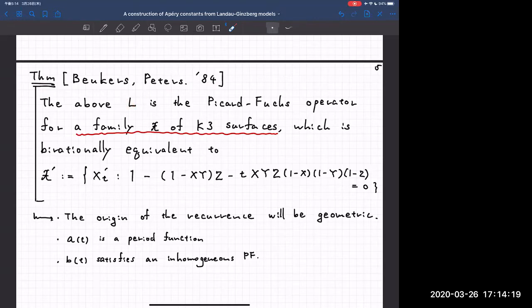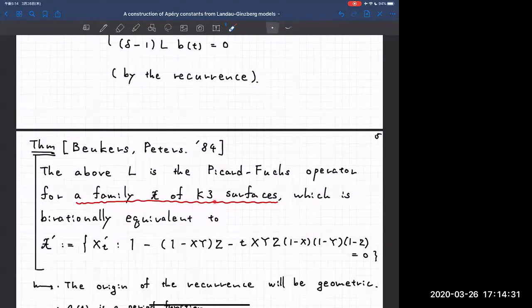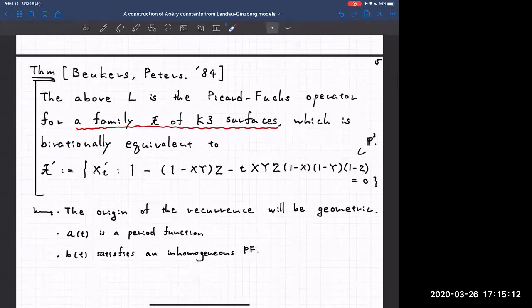The above L, this differential operator, is a Picard-Fuchs operator for a certain family X of K3 surfaces. We need to treat a singularity a little bit, but essentially the equation is as follows. This family of K3 surfaces is birationally equivalent to X_t', each fiber of which is given by 1 minus XYZ minus tXYZ, and so on, equals 0. Of course, it should be a surface in P3. So this gives a geometrical interpretation.